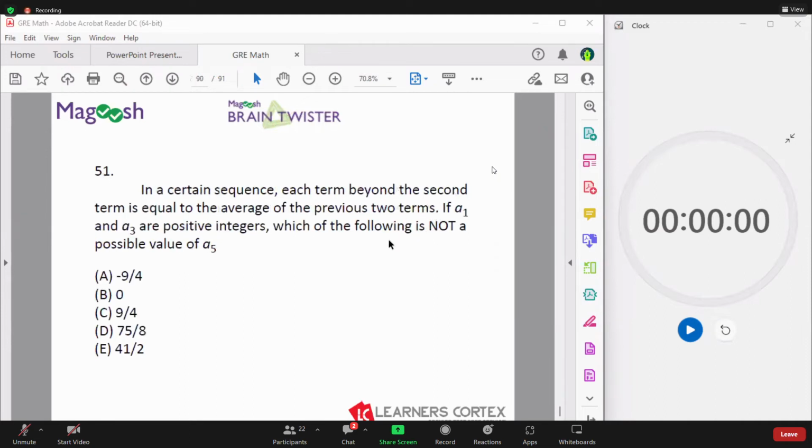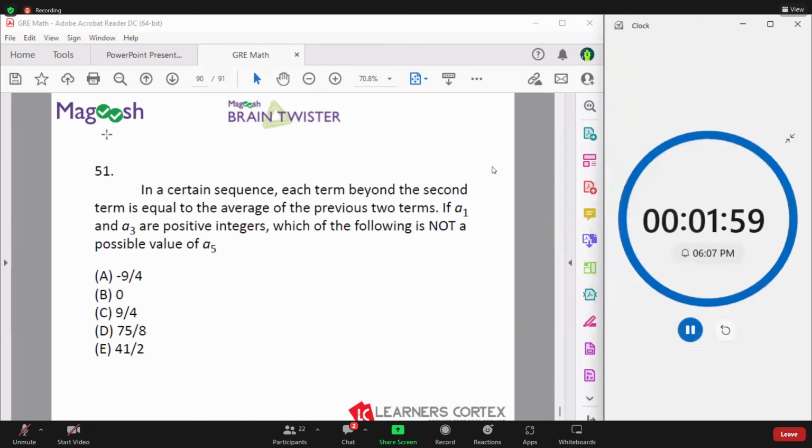Okay. This question here: in a certain sequence, each term beyond the second term is equal to the average of the previous two terms. If A1 and A3 are positive integers, which of the following is not a positive value of A5? Okay.